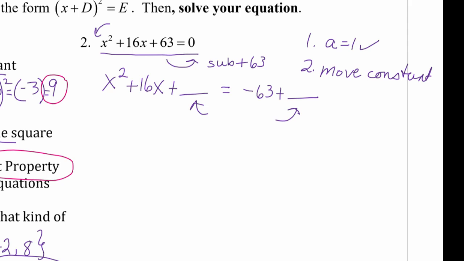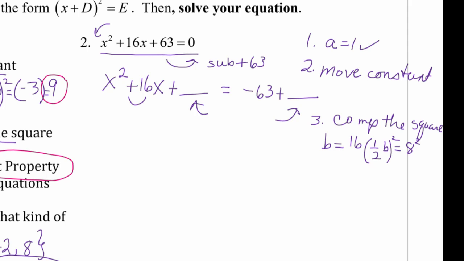Okay, so now we're going to do step 3, which is the complete the square step. So b is 16. Half of b is 8. Squared is 64. Add it to both sides of the equation. Let's use a different color. 64 here and 64 there. Whatever we do to one side, we do to the other side.